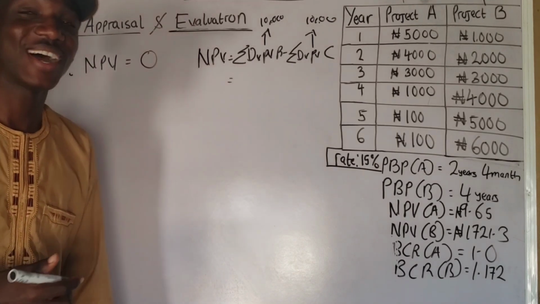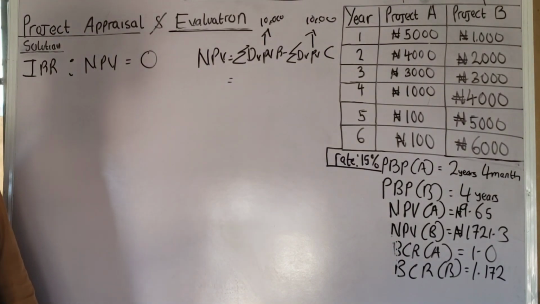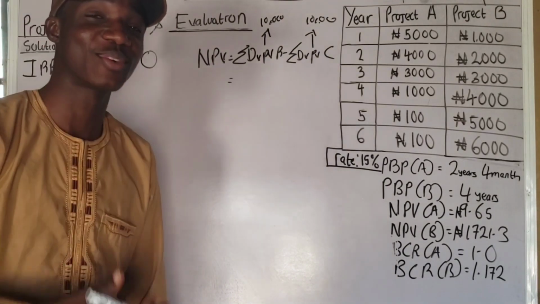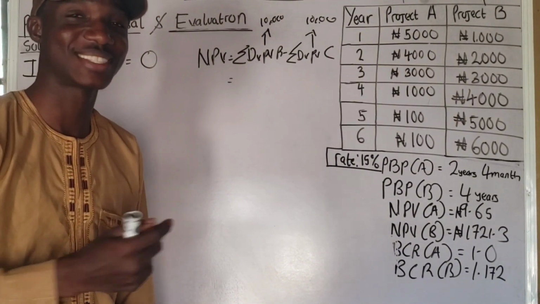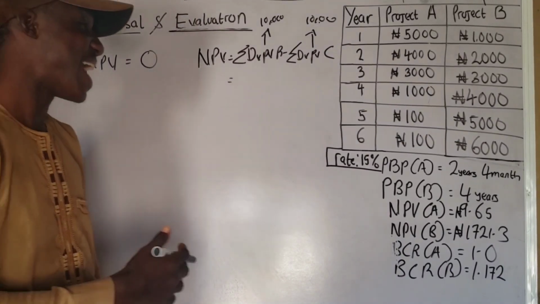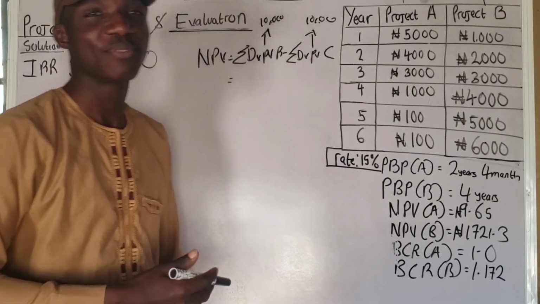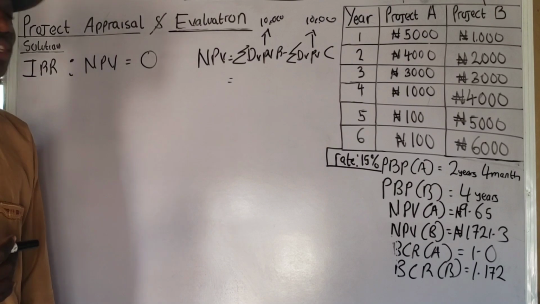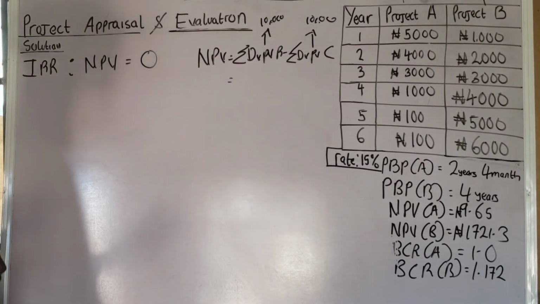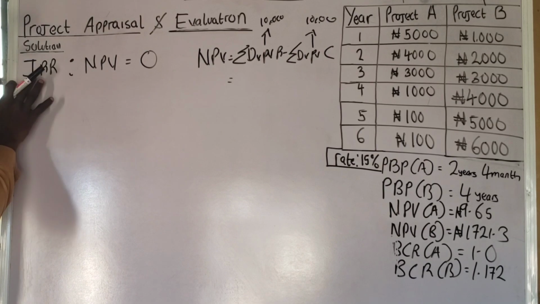You understand? So I've checked this, but in your own time you might be given a question whereby you are going to be checking. You can check 16, check 17, check 18, check 19 before you come to 20. But this one I've already checked and I see that using the rate of 20% will give me a negative before I can now determine the IRR.